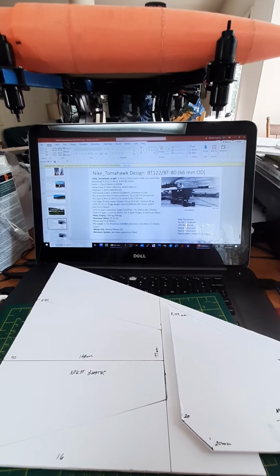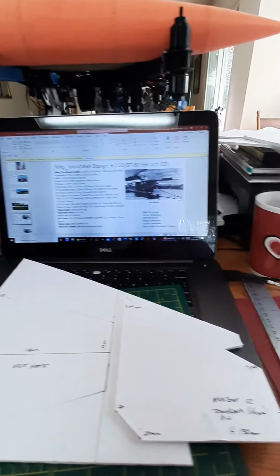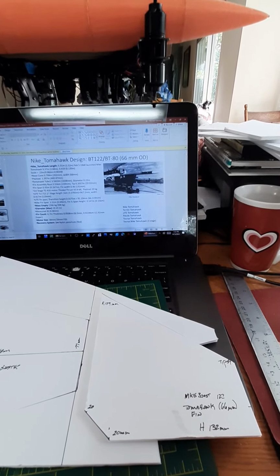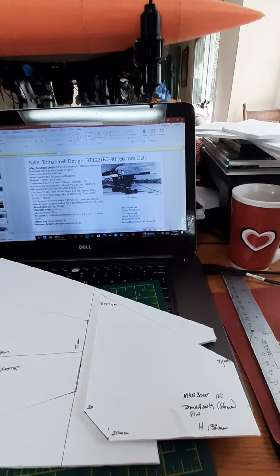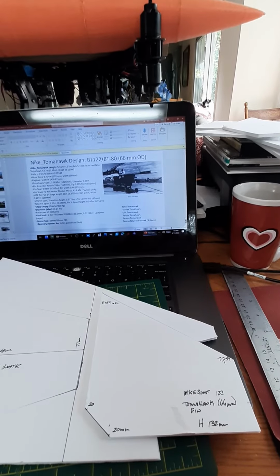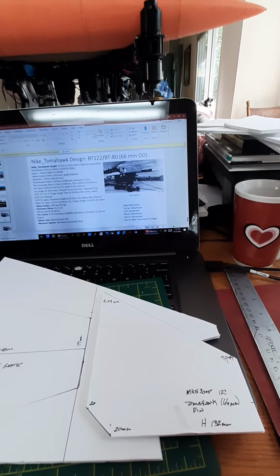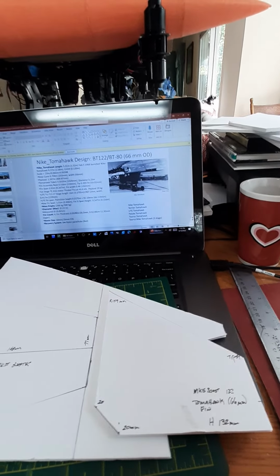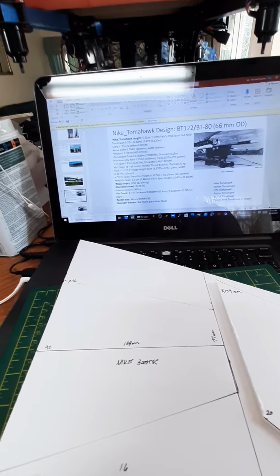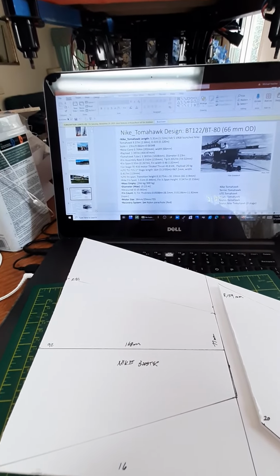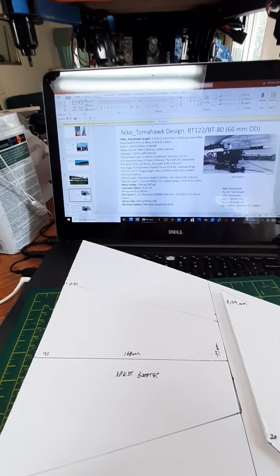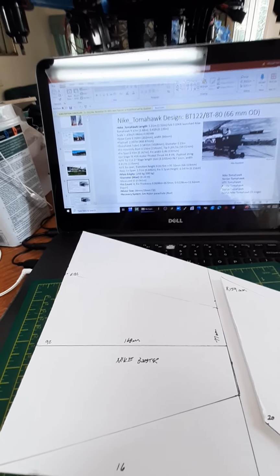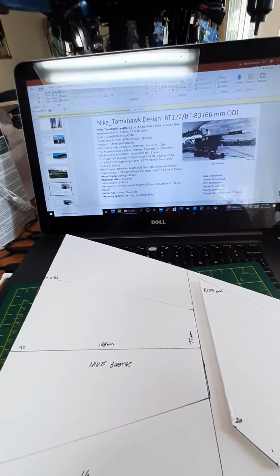fin assemblies for the Tomahawk being a tip of 59 millimeters, height of 132 millimeters, and a root section of 159 with a small notch cut out 20 millimeters down the fin. And that scales over to the Nike booster, same quarter scale with a root section of 184 millimeters, a height of 168 millimeters, and a tip of 77 millimeters.